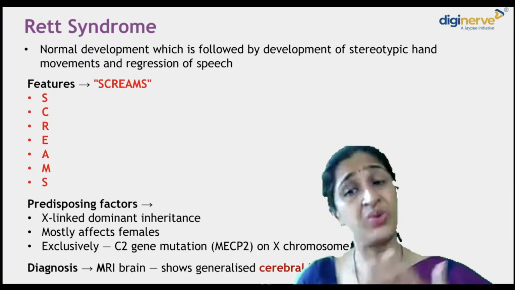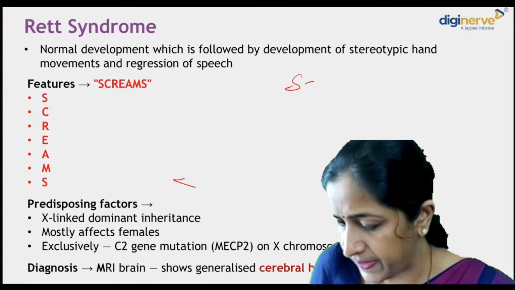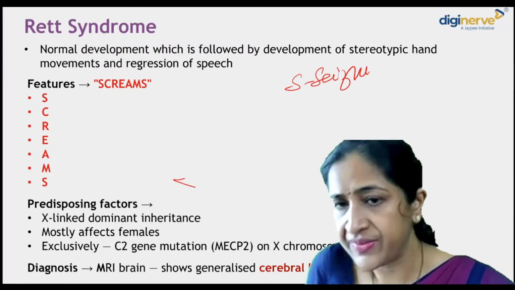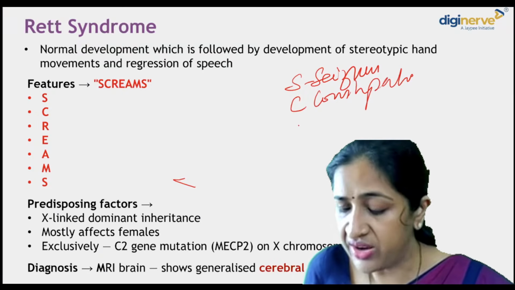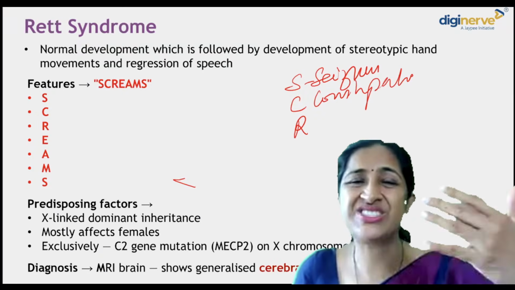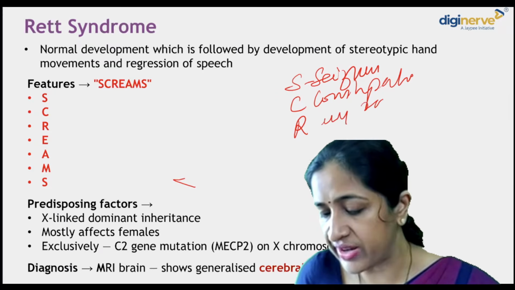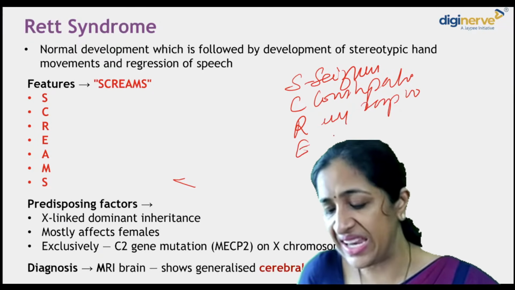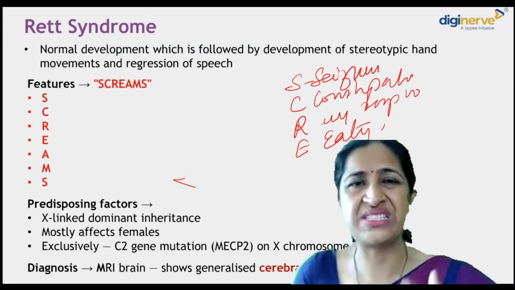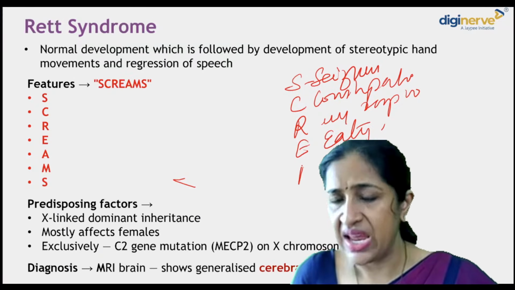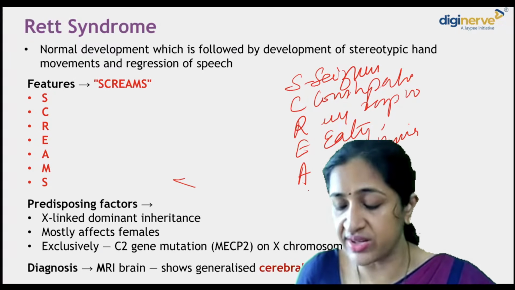So the mnemonic was SCREAMS. S for seizures. C, constipation, yes, very good. R is what happens in Rett syndrome. As the child starts growing more and more, they have jerky breathing, so irregular respiration. E is eating difficulties. Bruxism, poor swallowing, dysphagia, keeps food in the mouth, all these issues. A is arrhythmias, cardiac arrhythmias as the child grows older. These all risks are there.